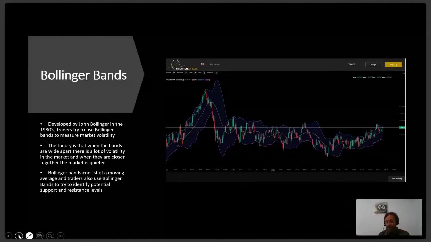Now, Bollinger Bands do indeed consist of a moving average, and traders use Bollinger Bands to establish the volatility of that asset, but also to establish potential support and resistance levels. Again, it's all about the support. It's all about the resistance.